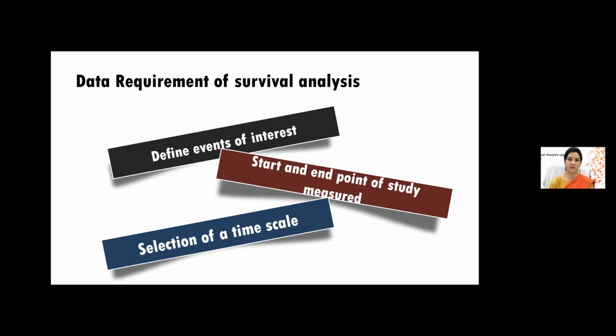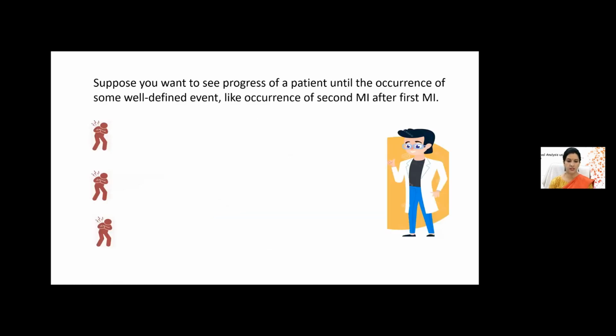There are basically three requirements in a survival analysis. We define the event of interest, we define a start point and end point of a study, and then we select a time scale. Suppose you want to see the progress of a patient until the occurrence of some well-defined event, in this case, like occurrence of a second MI after first MI. So in the first case, you can see that the event occurred. The person had a second MI.